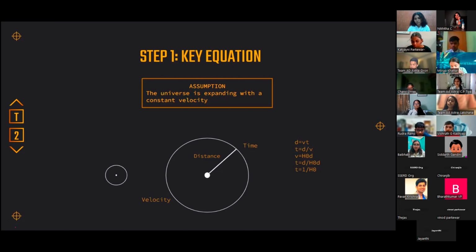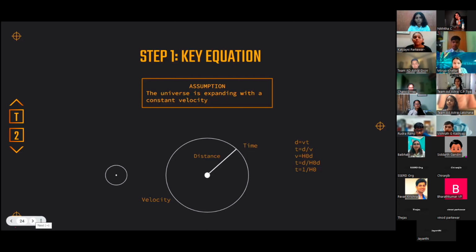Because time is the key factor that we're trying to determine, we would rearrange the equation such that t is the subject. So our new equation would be t is equal to d by v. The second equation, which is the Hubble's law, states that velocity is equal to the Hubble constant into the distance. So we'd substitute this value of the velocity into our time formula, which would give us t is equal to d by h naught into d. Because d is effectively the same value, they cancel each other out to give rise to 1. And our final equation is t is equal to 1 by h naught, which is the reciprocal of the Hubble constant.